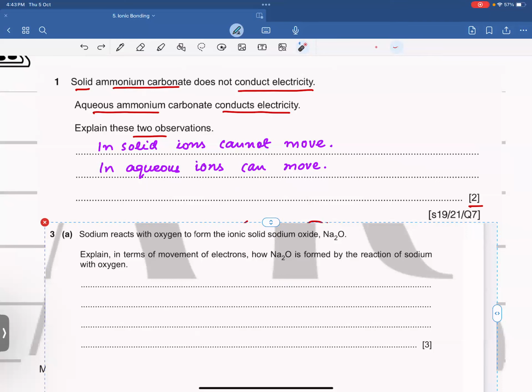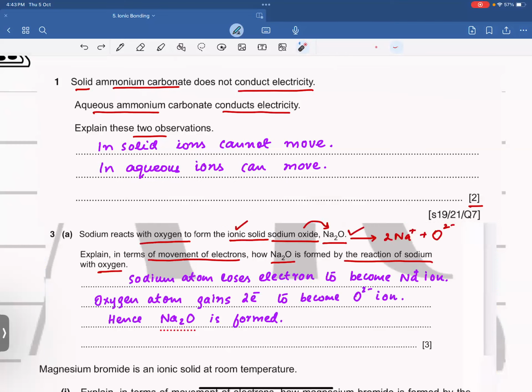See, they ask you to explain the movement of electrons, so we have to answer in that way. If you recall, sodium is a metal. When it has to react, as its outermost shell has only one electron, it is going to lose that one electron. And oxygen is a non-metal; it has 6 electrons in its outer shell. So oxygen gains 2 electrons to become an oxide, and as a result, sodium oxide is formed. Very good, Khatija and Sania. So see, that's how you will write the answer.